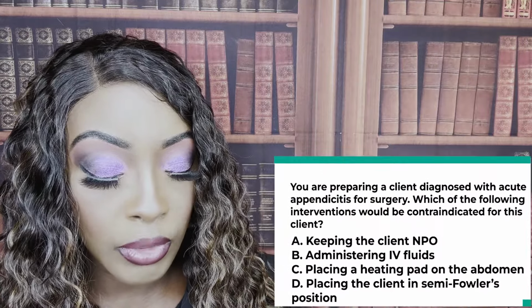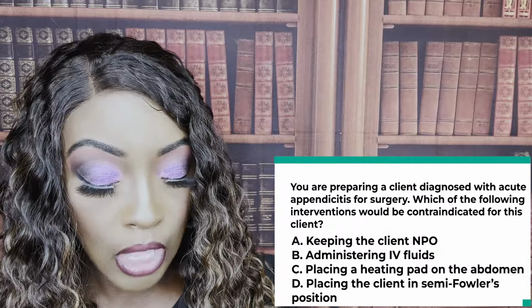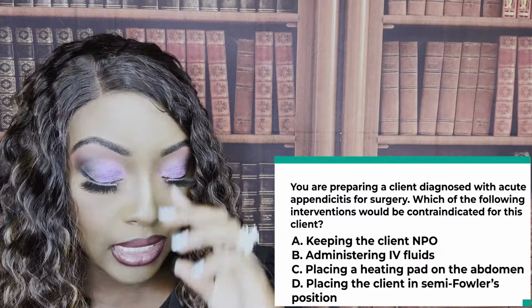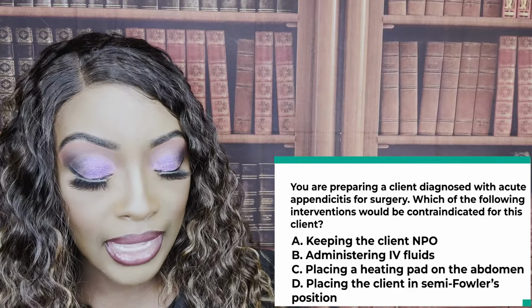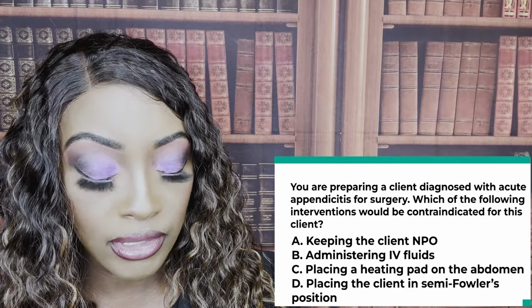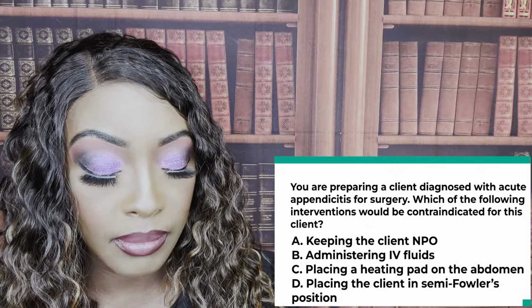You're preparing a client diagnosed with acute appendicitis for surgery. Which of the following interventions would be contraindicated in this client? A, keeping the client NPO, B, administering IV fluid, C, placing a heating pad on the abdomen, or D, placing the client in semi-Fowler's position.